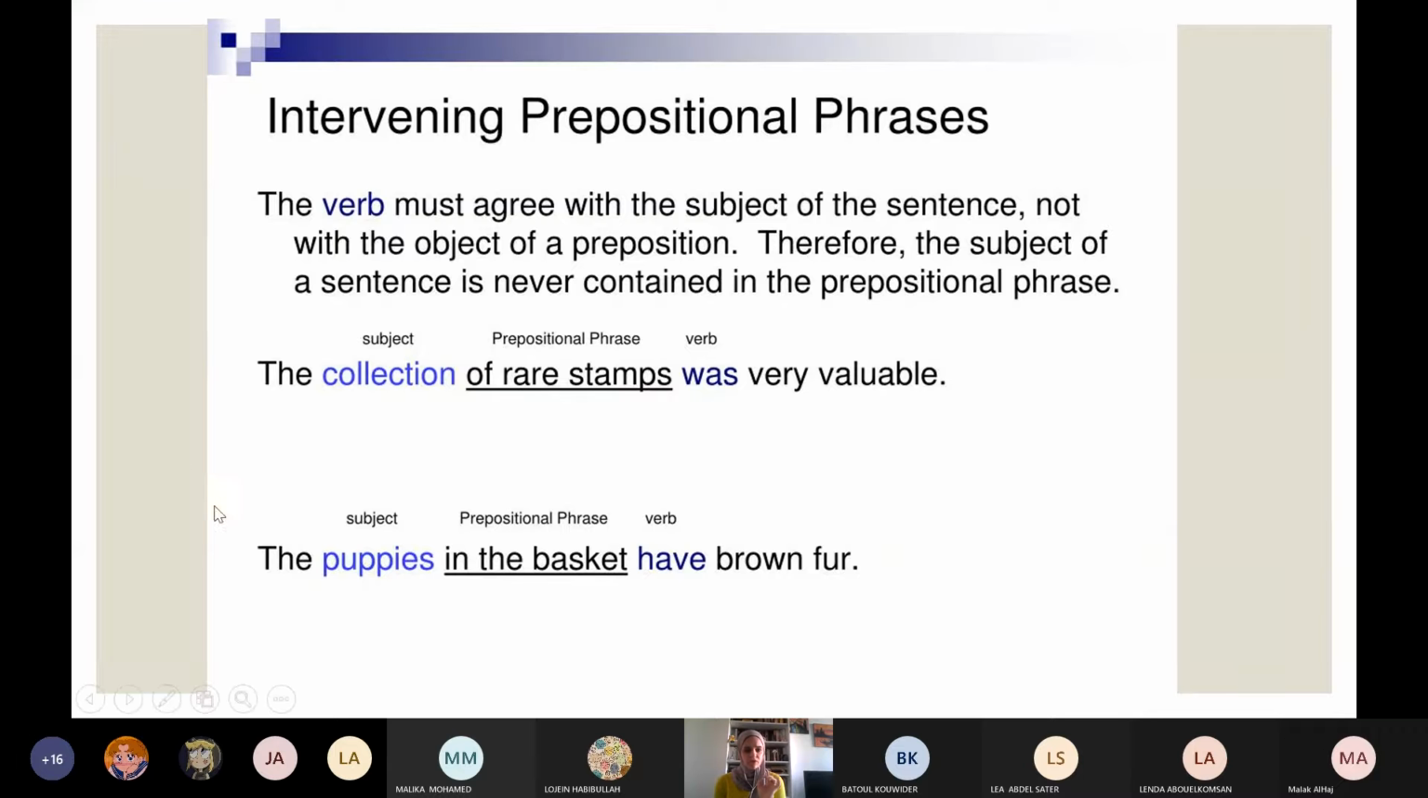Here is the verb. The subject is collection. Then I find of rare stamps. I don't look at the prepositional phrase. So the collection was here. The puppies in the, I don't look at the prepositional phrase. So the puppies have. So this is number one.